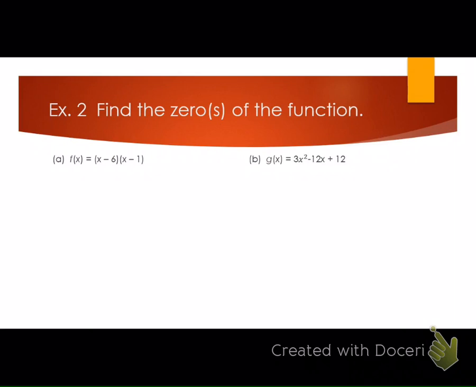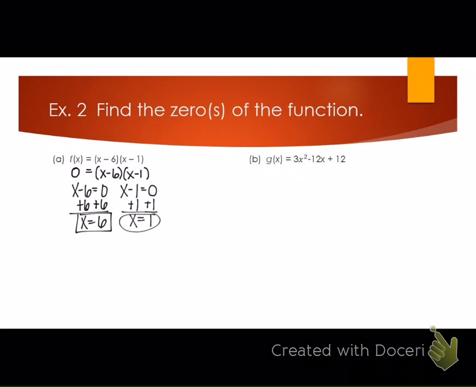So look at letter A. F of x is going to become what? 0. And we're going to bring down the rest of the problem. It equals x minus 6 times x minus 1. Now, what are the two equations that we're going to set up? X minus 6 equals 0 and x minus 1 equals 0. Because they already factored this problem for us. We do not have to factor. How do we solve for the first x? We add 6. Awesome. So x equals 6. How do we solve for the second x? We add 1. So x equals 1.